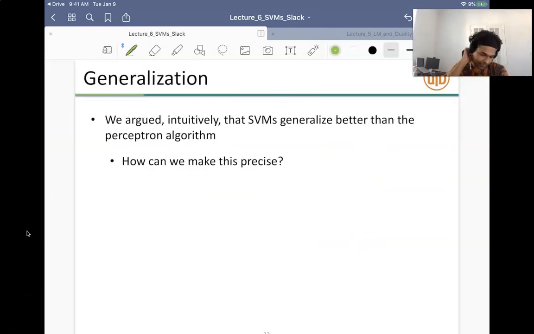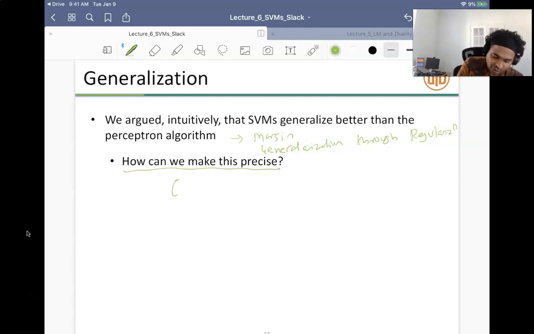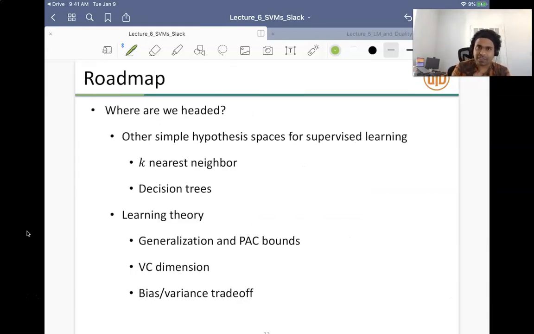All right, so we argued intuitively that SVMs will generalize better than a perceptron, and one of the reasons was margin, and the other was generalization through regularization. So we have regularization, and through that I am achieving generalization. How do we make this more precise? We'll see this in the next few classes, particularly when we talk about ML theory and look at some learning theory, in maybe two or three classes. At that time we'll take a closer look at making this more precise.